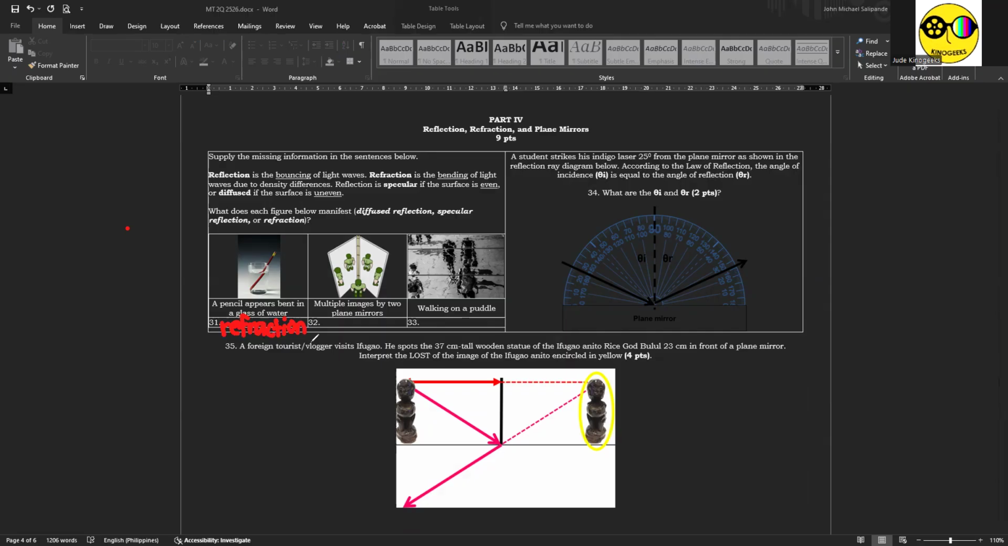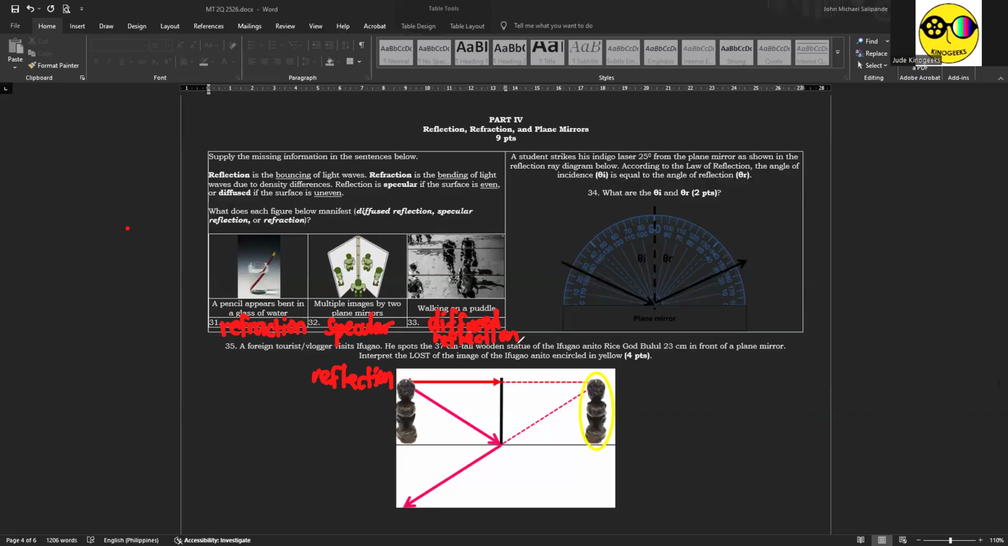Next, for multiple images by two plane mirrors, this scenario manifests specular reflection because the surface is even, producing smooth reflections. While your reflection while walking on a puddle exemplifies diffuse reflection, because when you start walking, you disturb the water molecules on the floor. That's why your image appears distorted.